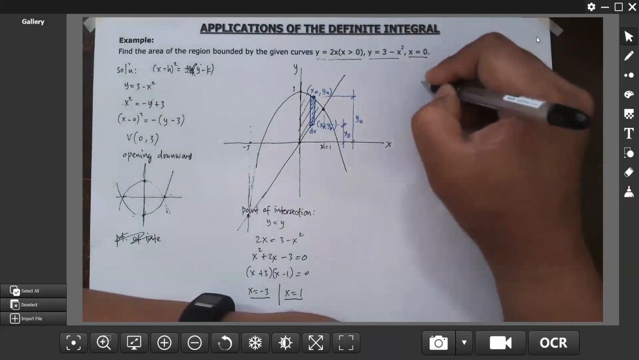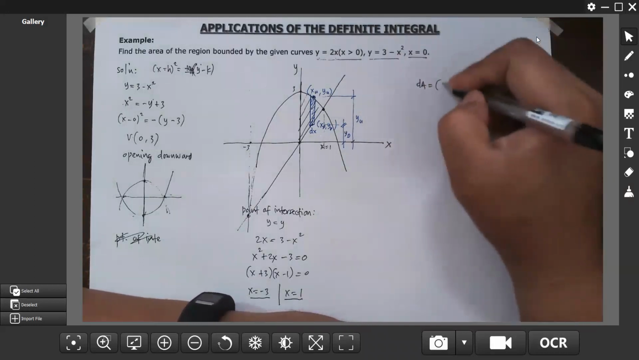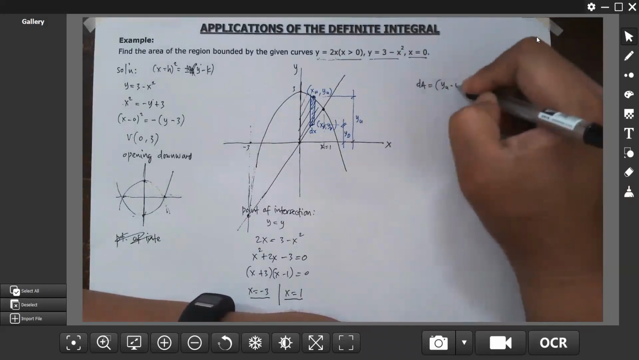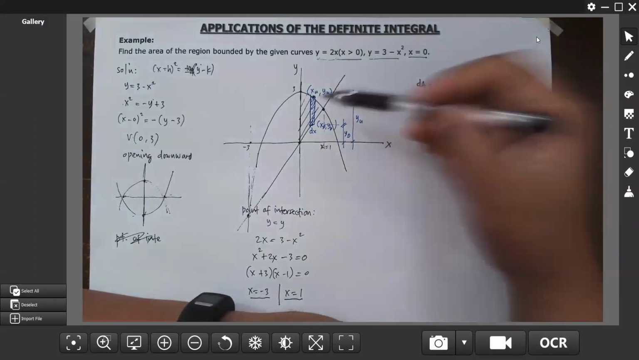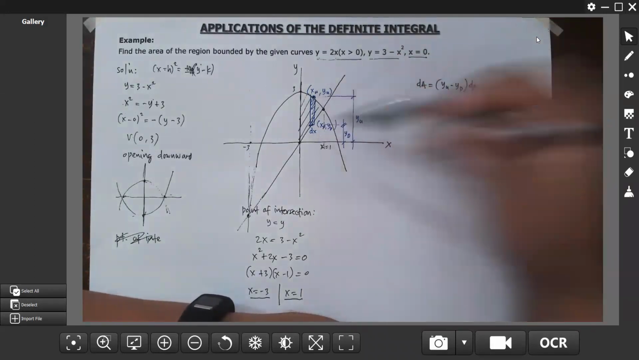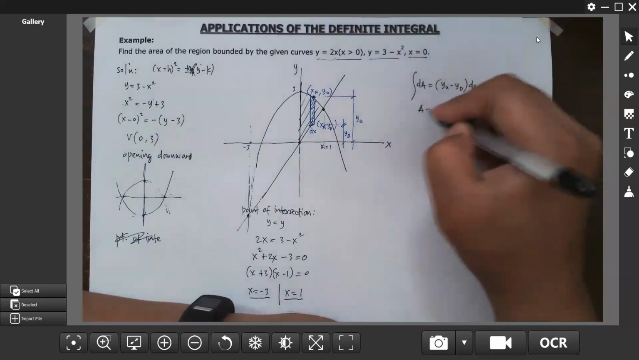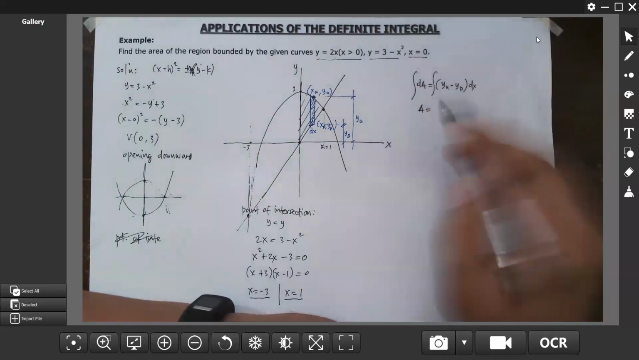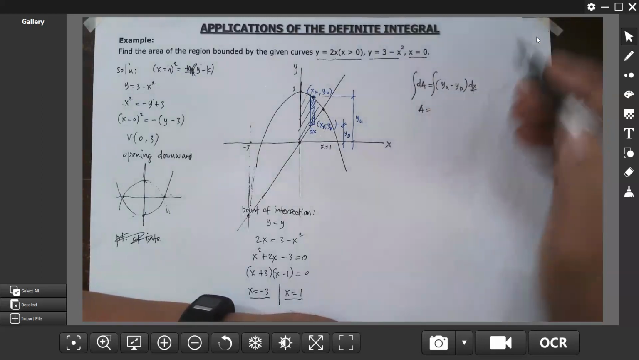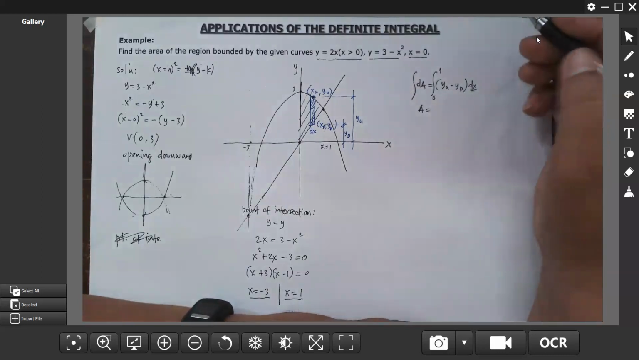So you have dA is y up minus y down dx, that's height times base dx. And so we integrate to get the total area. The limits, since we're considering x, are from 0 to 1.